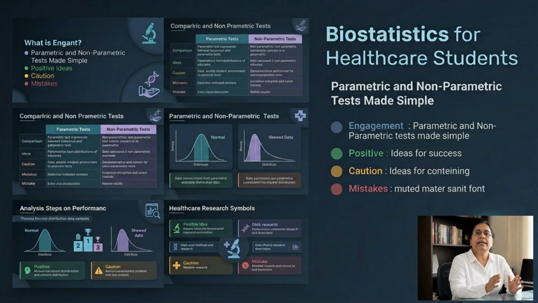Welcome back to Biostatistics for healthcare students. In the previous video, we understood the t-test, chi-square test, ANOVA, and correlation in a simple way. Now we move to another very practical topic that students often hear but do not always understand clearly: parametric and non-parametric tests. These terms may sound technical at first, but the core idea is simple. There are 2 broad approaches used depending on the nature of the data.